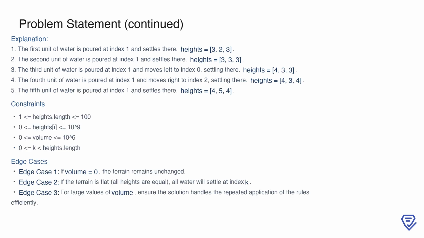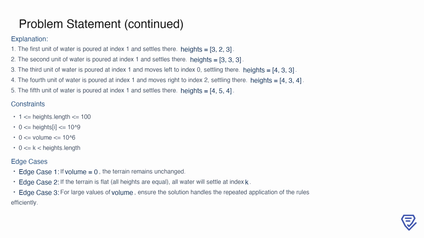In the third example, we start with the terrain 3, 1, 3, a volume of 5, and the water being poured at index 1. The first unit of water settles at index 1, updating the heights to 3, 2, 3. The second unit also settles at index 1, making the heights 3, 3, 3. For the third unit, since the height at index 1 is now equal to its neighbors, the water moves left to index 0 and settles there, resulting in 4, 3, 3.